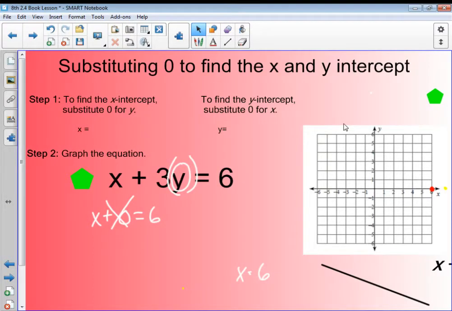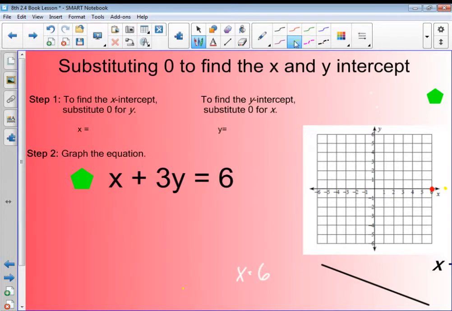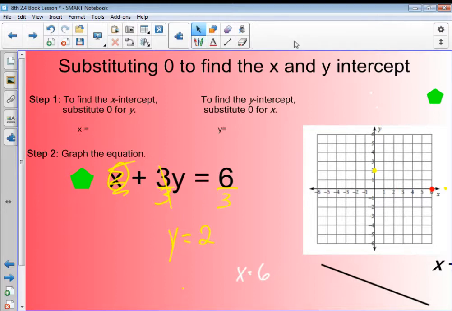And now we're going to do the same process with our y. Okay, so now we're going to substitute in a 0 where we have our x. So we'll put a 0 in here. So we've got 0 plus 3y equals 6. So this is gone now. So now, to get y by itself, divide by 3. Divide by 3. We just found out that our y-intercept is 6 divided by 3, or 2. So on our y line, we're going to put a dot where 2 is, and then we're going to draw our line on that.